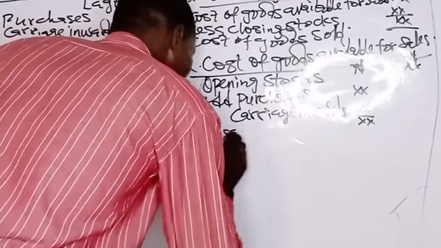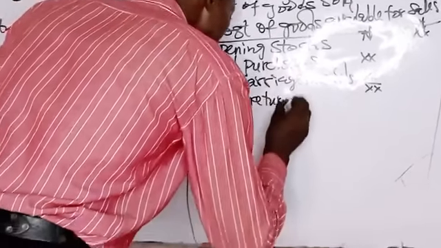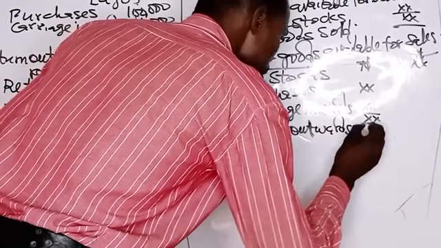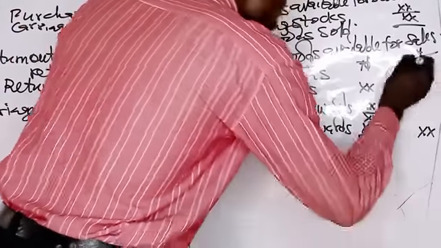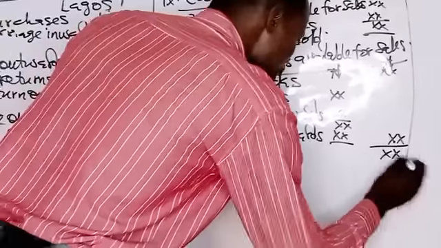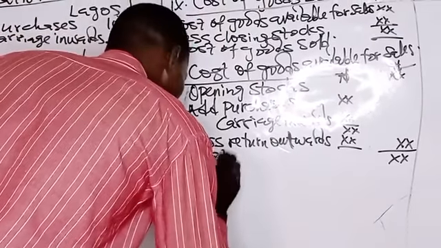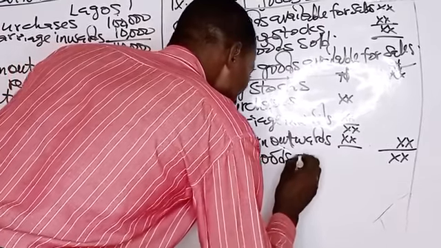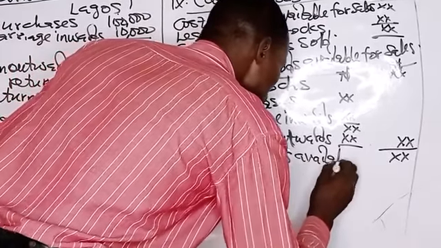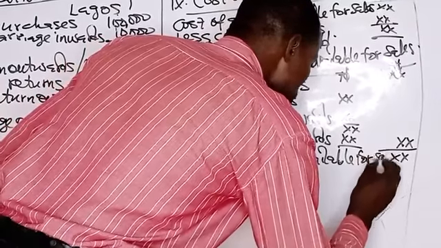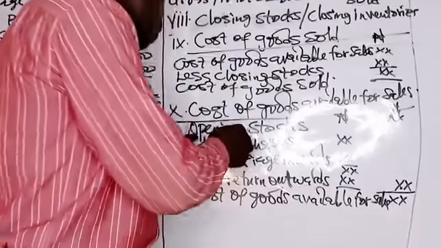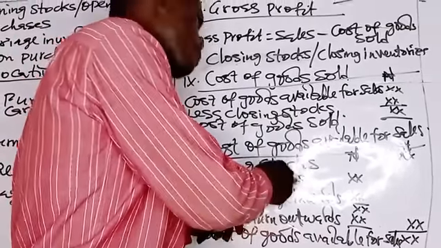You are going to subtract return outwards from purchases based on my earlier explanation. So we less return outwards. When you less return outwards, then you get this. This plus the opening stock will give you cost of goods available for sales. But where you don't have carriage inwards and return outwards, that means cost of goods available for sale will be opening stocks plus purchases.